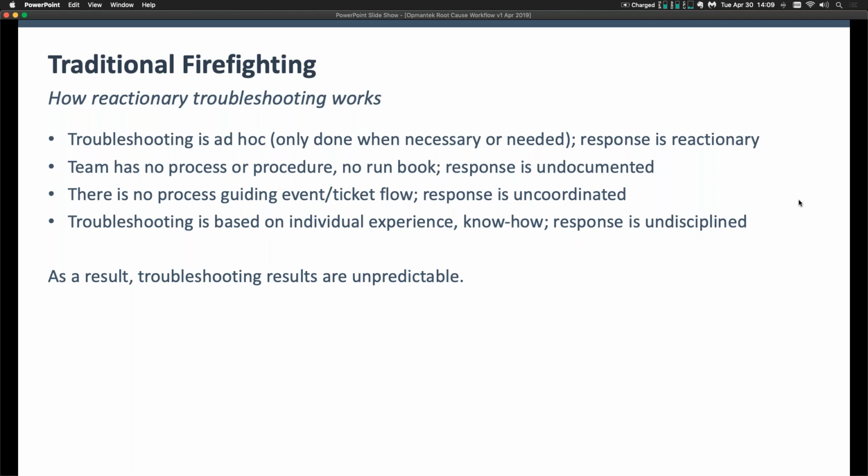Generally speaking, I'd say about 75 to 80% of the clients that we engage are really taking troubleshooting from more of a reactionary, or what you would call a firefighting standpoint. What that really means is that all of their network troubleshooting is really kind of ad hoc. There's no process, there's no kind of goal or thought behind it. All their response is reactionary.